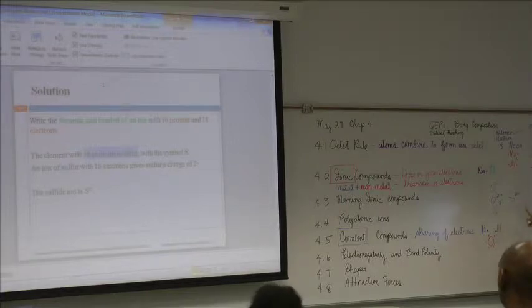So sulfur has how many electrons? 16, right? So 2, 8, 6. But then it gains 2 more electrons, so what does it become? 18. So then it will be 2, 8, 8, and so this is S2 minus, and this is just sulfur. You see that?